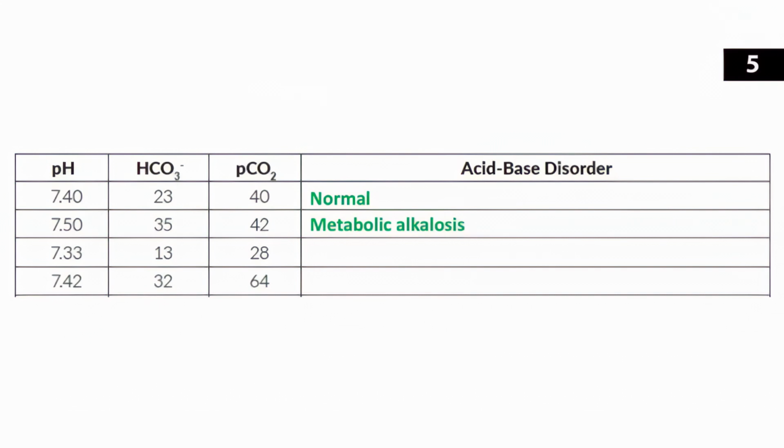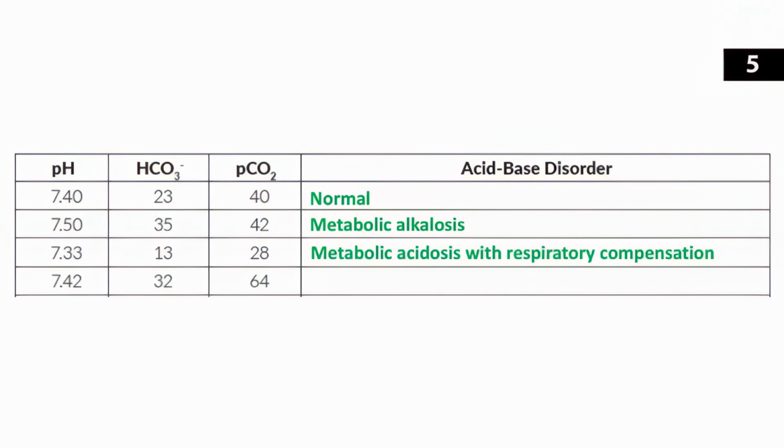pH is 7.33, which is low. So this is an acidosis. So what's causing the acidosis? Well, the bicarb is 13, and that's also low. So here you have a metabolic acidosis. But what's going on with the PCO2? PCO2 is low, and that should be raising the pH. But here the pH is actually low. So did this low CO2 raise the pH back into the normal range? No. So this is a classic example of metabolic acidosis with some respiratory compensation.